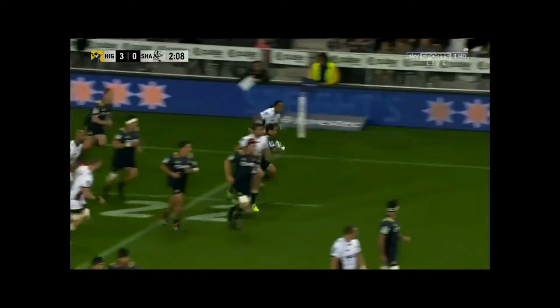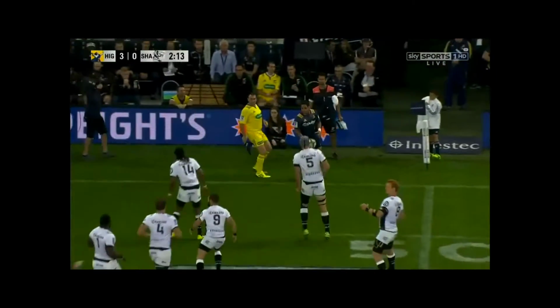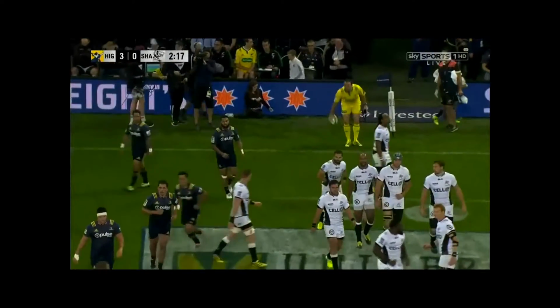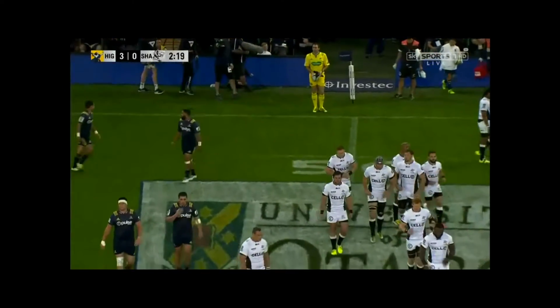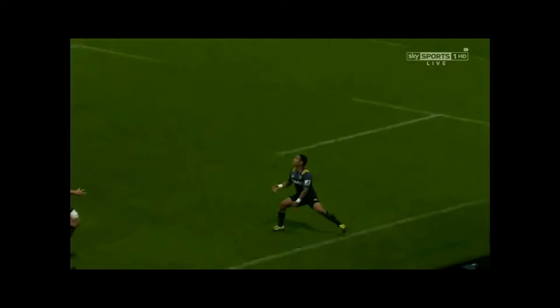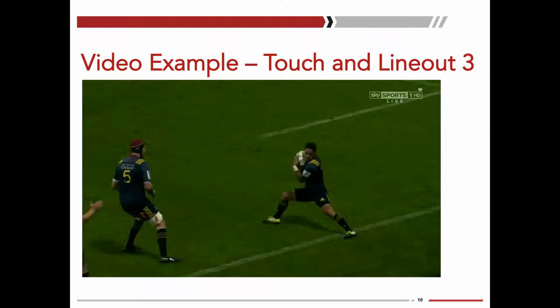This one looks like it's going to play all right. So it used to be that because this player had a foot in touch, the ball was caught in touch, and the team that kicked it brought it into touch. However, now, because this player caught the ball prior to it crossing the plane of touch, as we see here, the blue team is now the team that brought the ball into touch. Therefore, we would have a line out for white where the ball was caught.